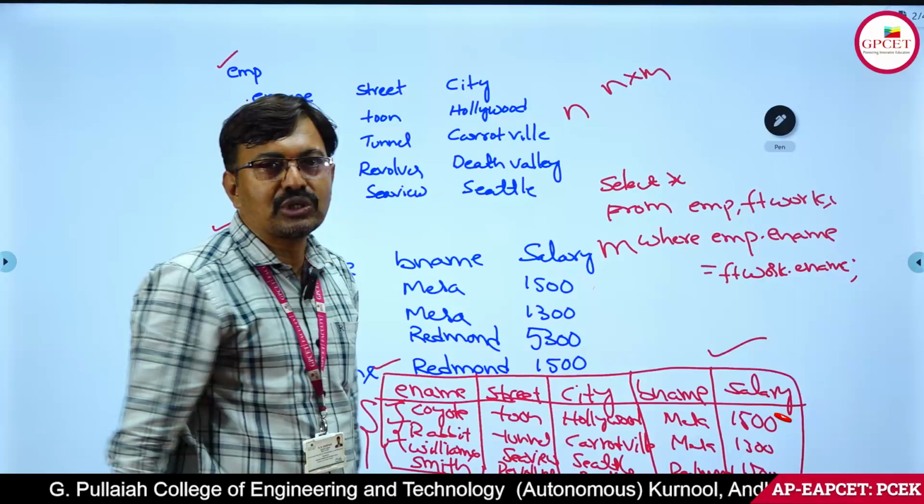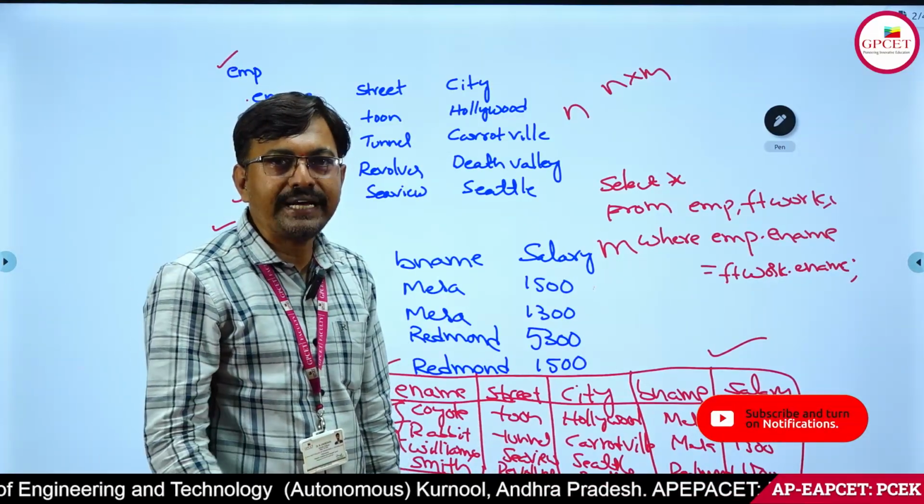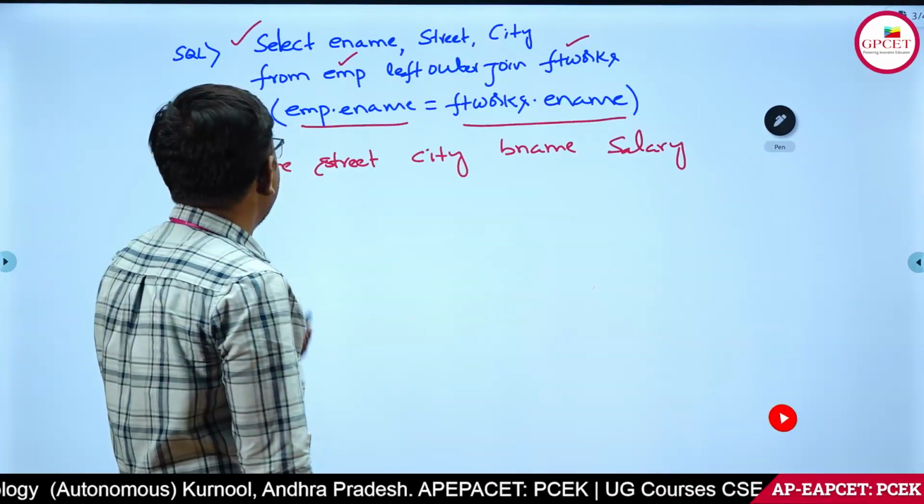Why can you go for the outer join? To find missing information. That is the purpose of outer join, to find the missing values or missing information. Okay, that is the left outer join.